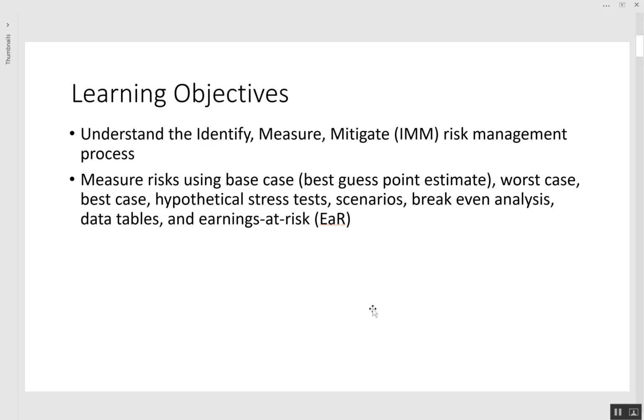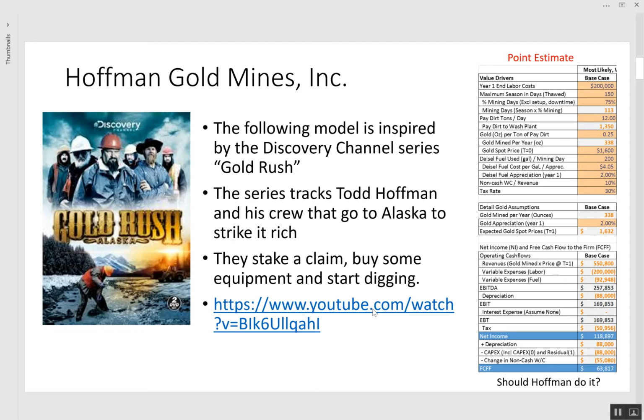In this topic, we'll talk about the IMM, Identify, Measure, Mitigate risk management process. We'll talk about how we can measure and identify our exposures to risk using best guess, point estimates, worst case, best case, hypothetical stress tests, scenarios, break-even analysis, data tables, and EAR, earnings at risk.